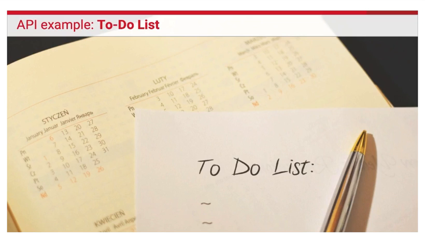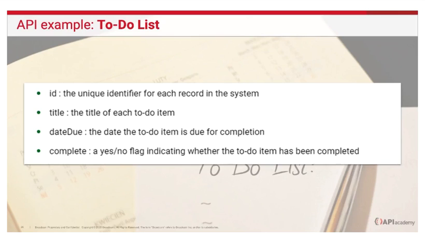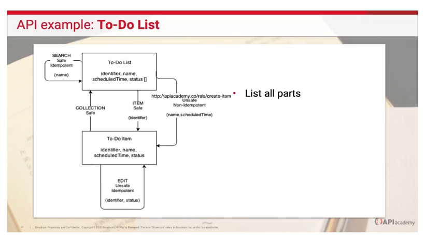Say we are constructing an API for a simple to-do list service. When creating the first rough sketch, make a note of all the parts and gather all the data elements that clients will need in order to interact with the service. With all the parts accounted for, you can now create a state diagram.